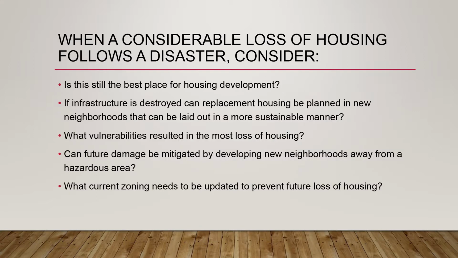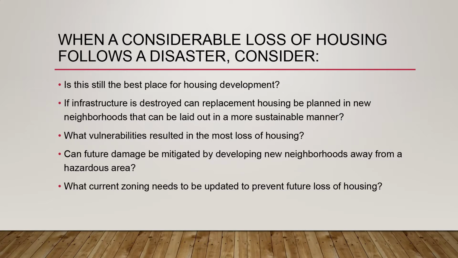So when there is a considerable loss of housing, there are some things to consider for jurisdictions. And these are things to think about later and to put into plans, but the first question to ask is, is this still the best place for a housing development? Do we rebuild in this area? Do we even allow folks to rebuild here? If infrastructure is destroyed, can replacement housing be planned in a new neighborhood that can be laid out more sustainably? So think about if all the power lines are down and all the sewer systems are gone, do we want to rebuild the infrastructure as well as the housing there?